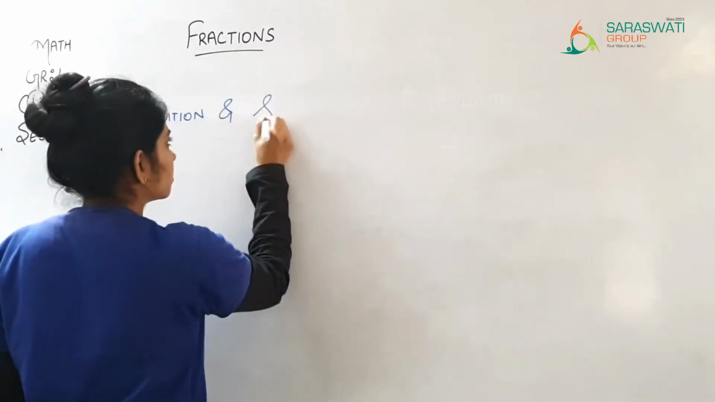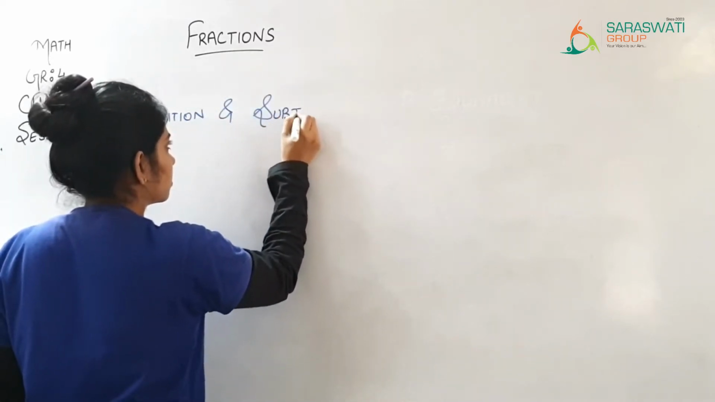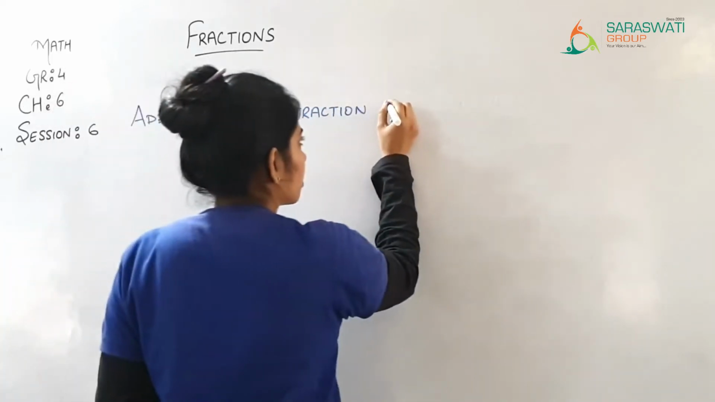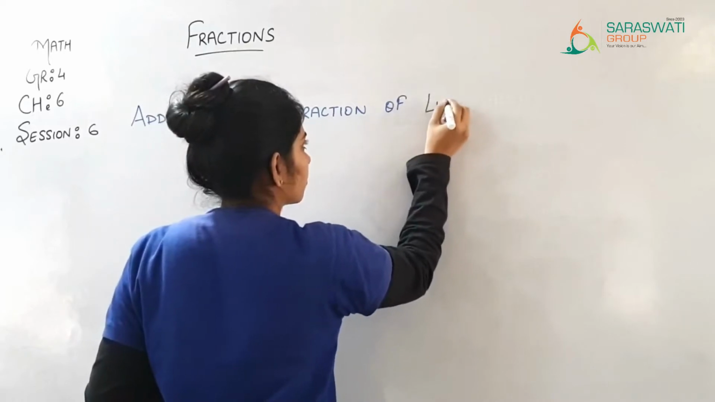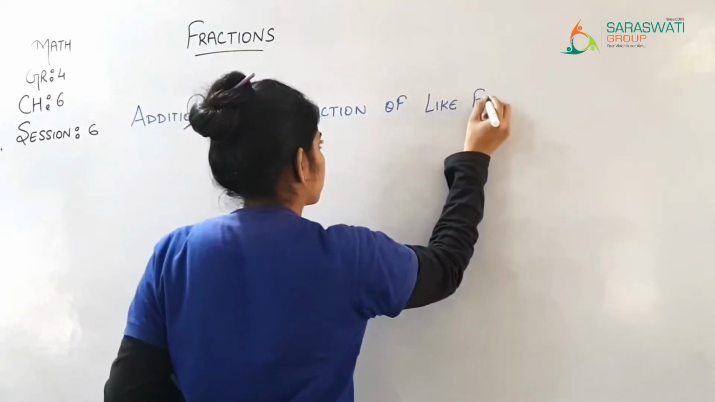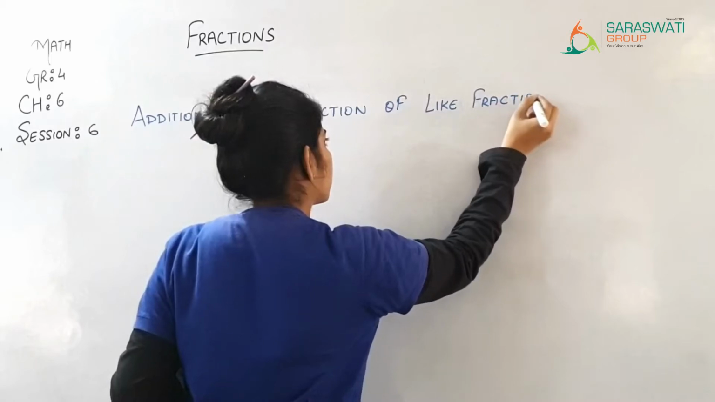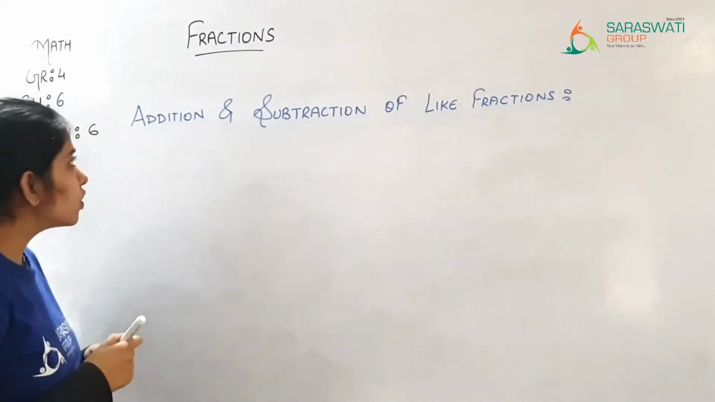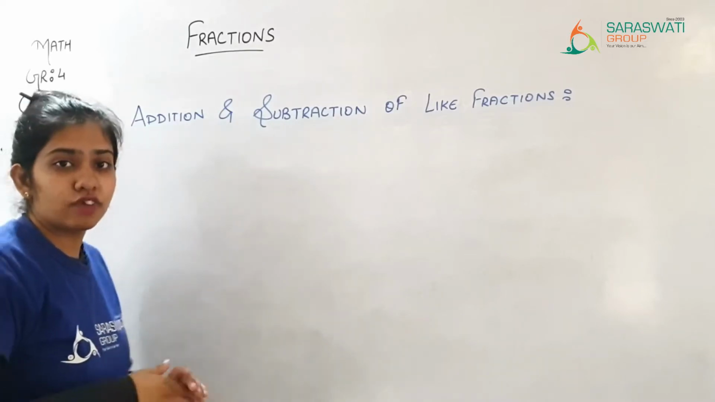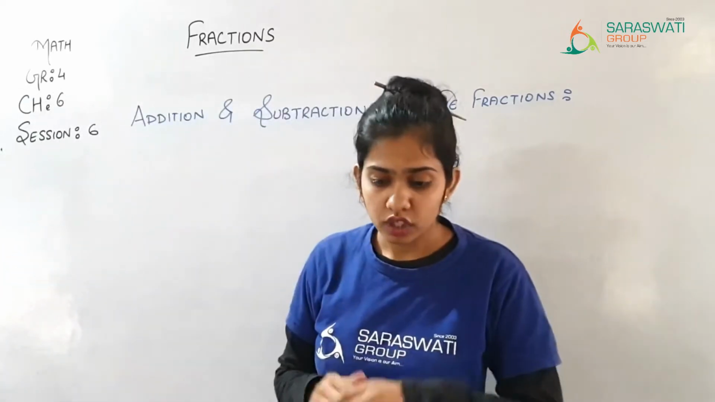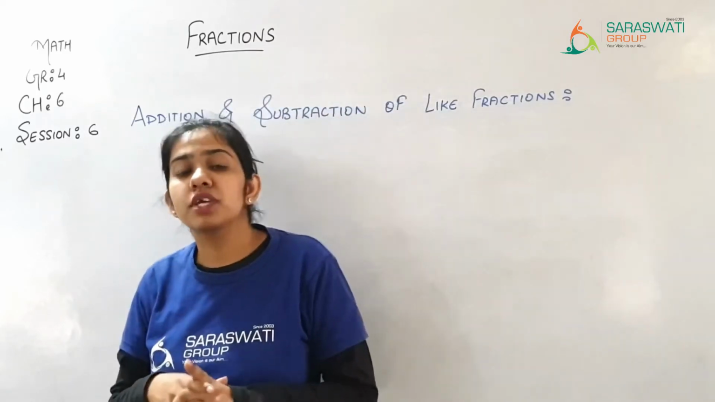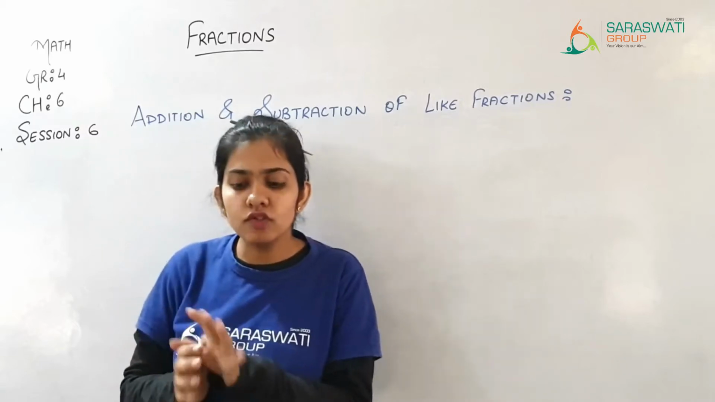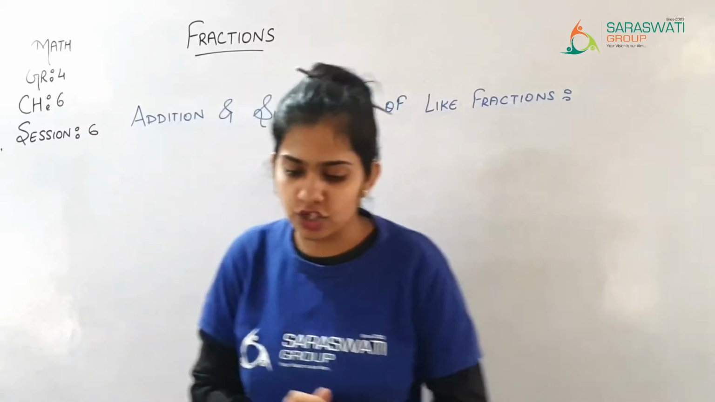Addition and subtraction of like fractions. Okay, so this we are going to see, that is addition and subtraction of like fractions. So as you know, the like fractions means in which the denominators are same. So such kind of fractions are known as like fractions.